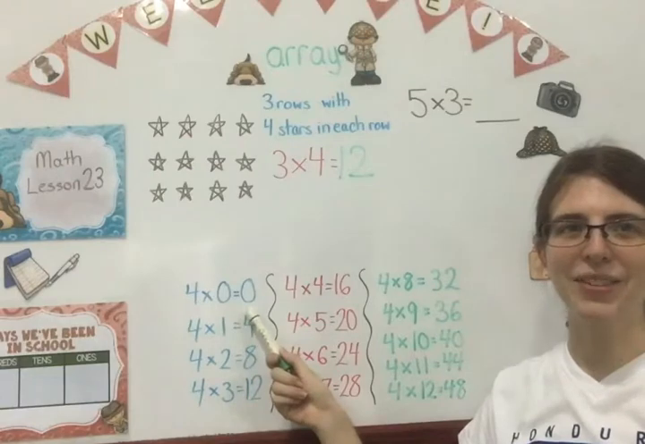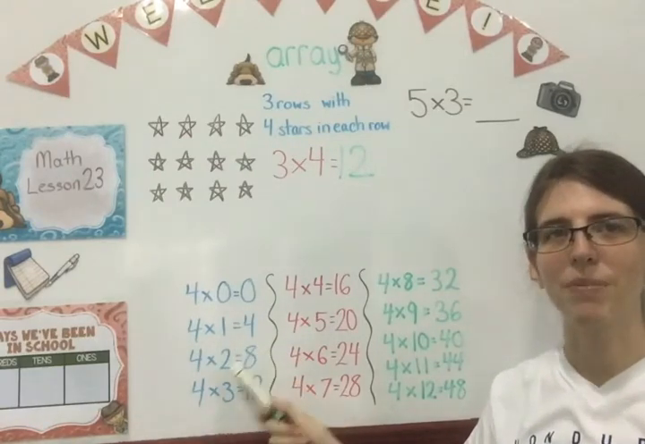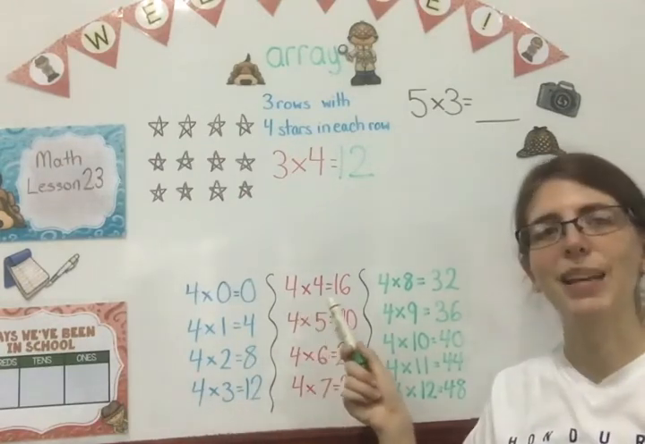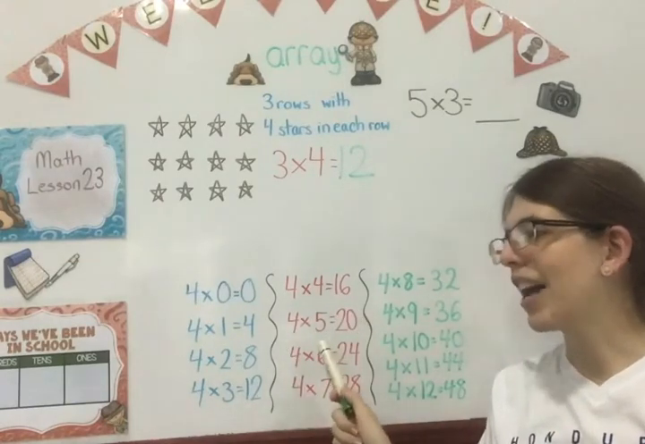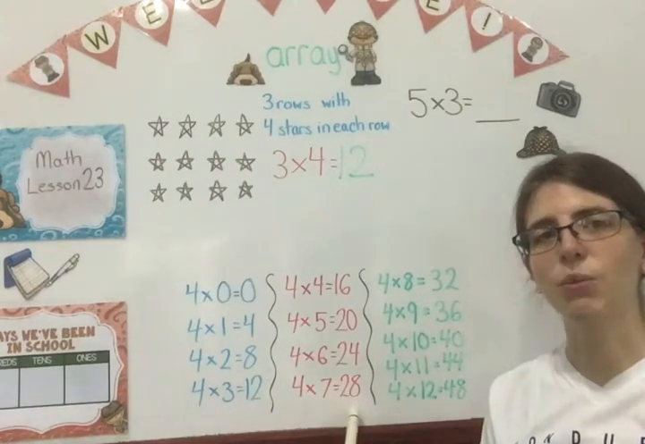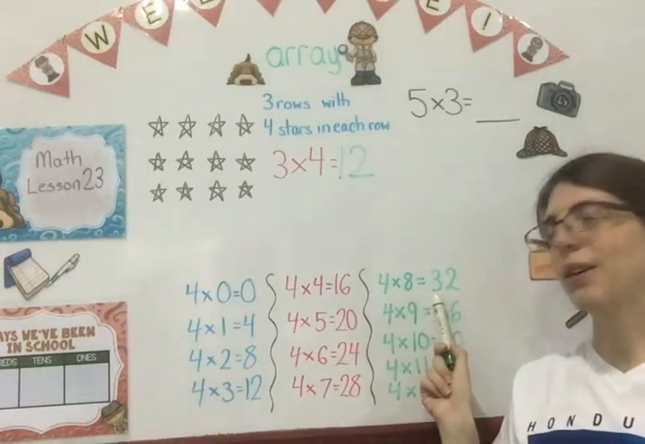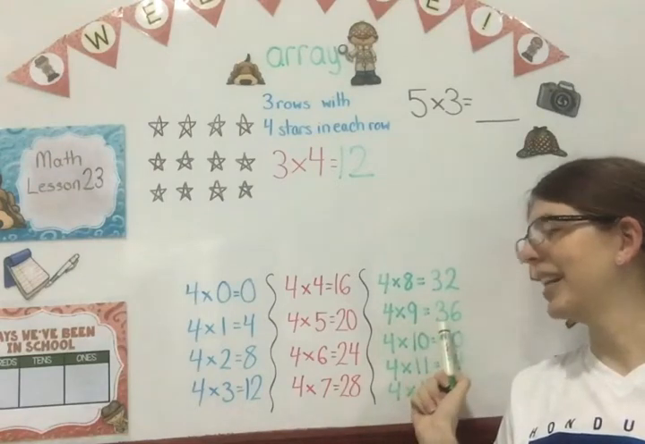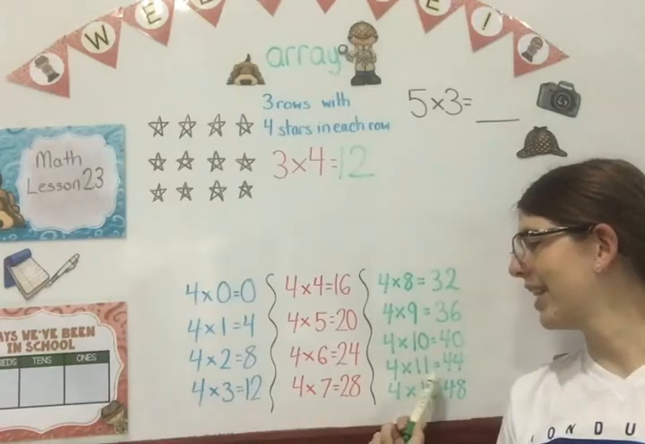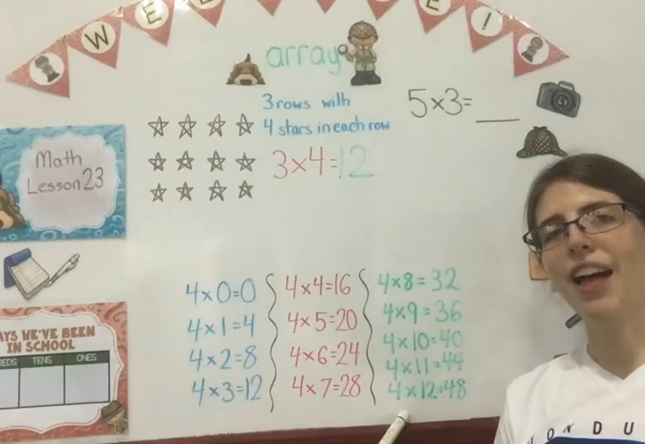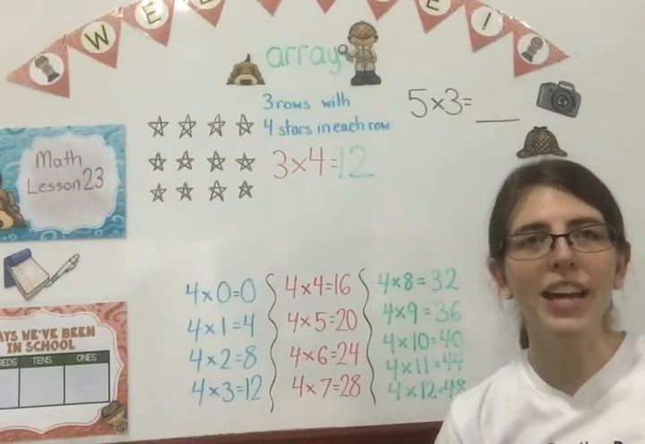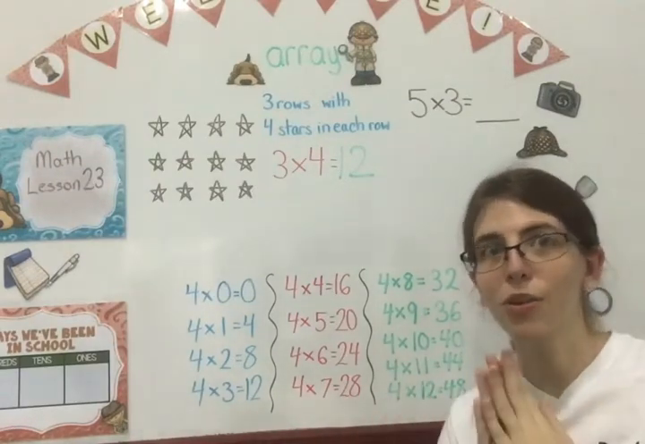4 times 0 equals 0. 4 times 1 equals 4. 4 times 2 equals 8. 4 times 3 equals 12. 4 times 4 equals 16. 4 times 5 equals 20. 4 times 6 equals 24. 4 times 7 equals 28. 4 times 8 equals 32. 4 times 9 equals 36. 4 times 10 equals 40. 4 times 11 equals 44. 4 times 12 equals 48. Excellent job.